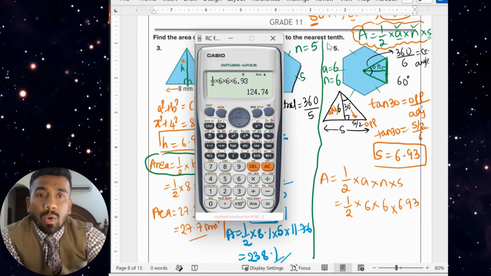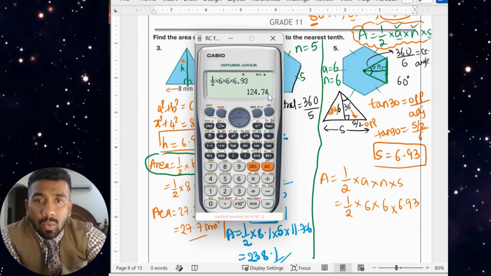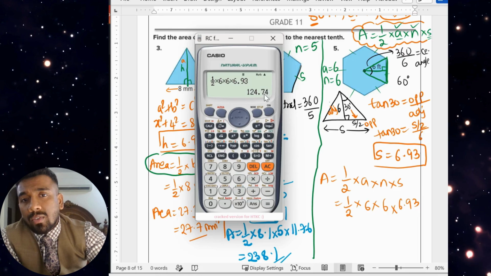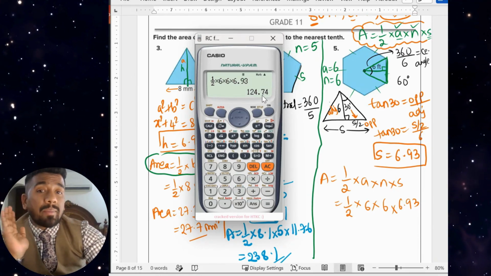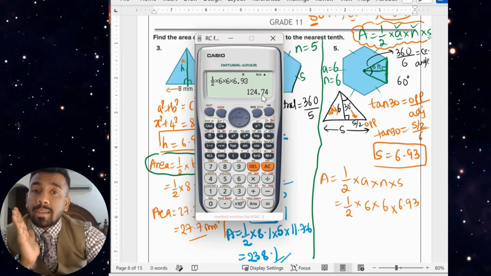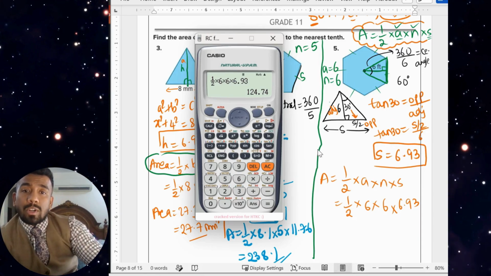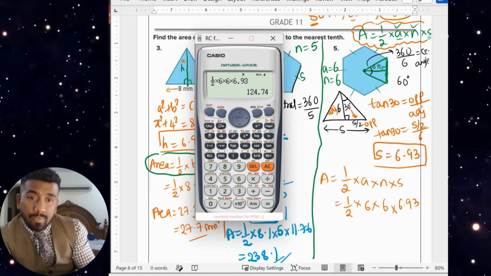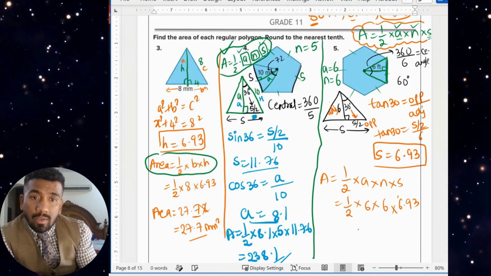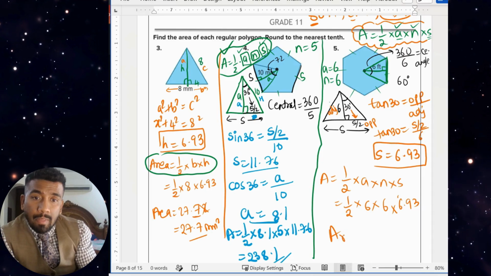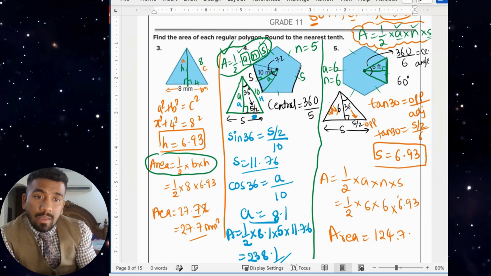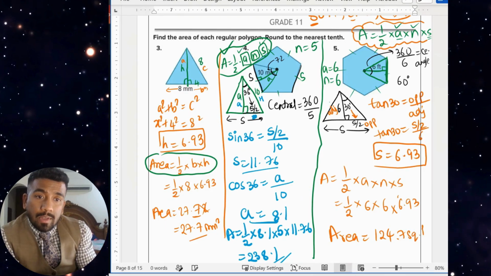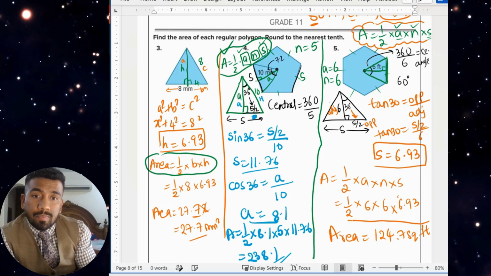124.74. Now as we want the nearest tenth, we don't want this 4, so this 4 will get rounded off. And as it is less than 5, 7 will remain as it is. It will not become 8. Okay. So your answer will be 124.7. So your area will be 124.7 square feet. Okay. That's the area.